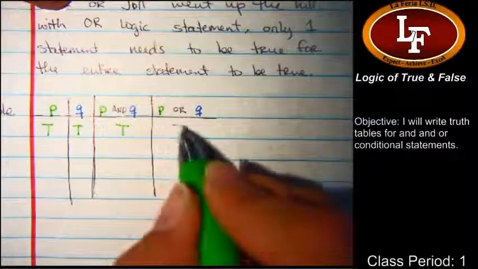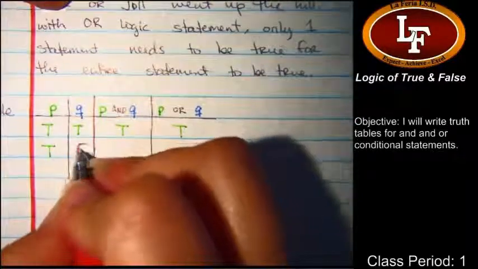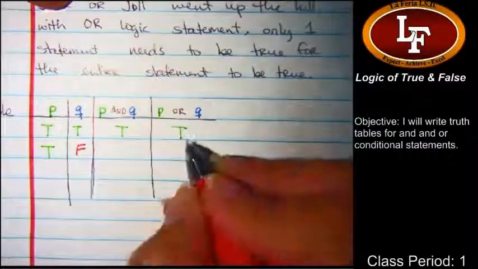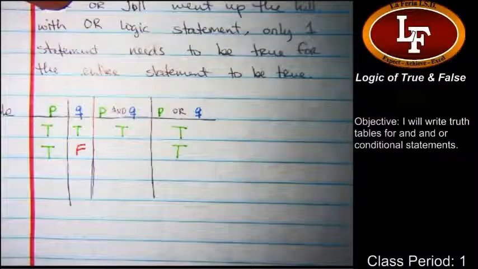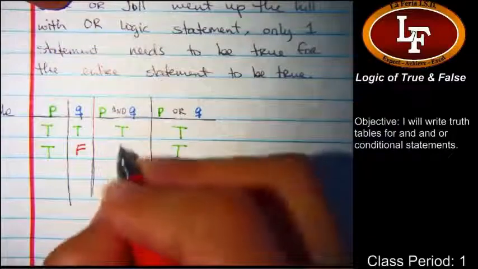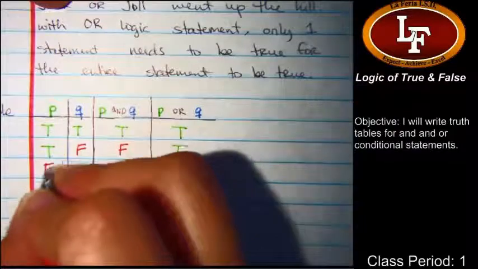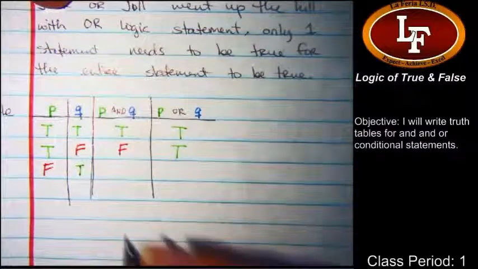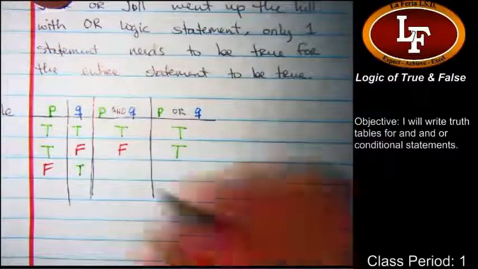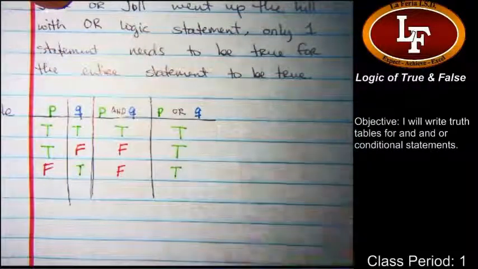What if P is true, but Q is false? Still true on the P or Q. What's the value of P and Q? False. If P is false, but Q is true, what's the value of P and Q? False, because you have to have both. What about P or Q? True, because you only need one to be true.